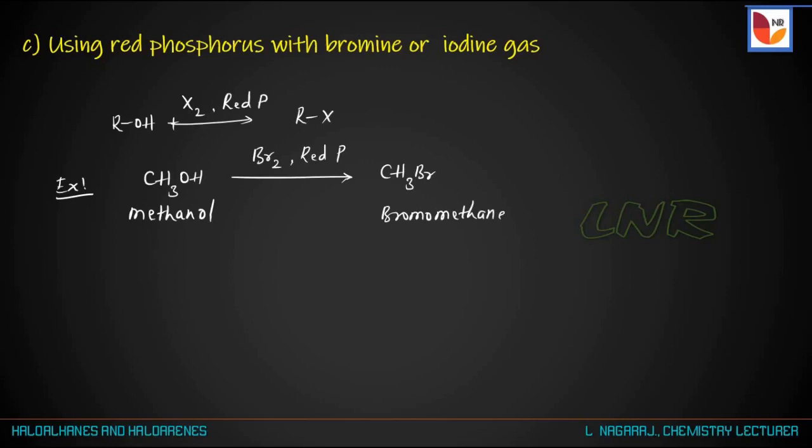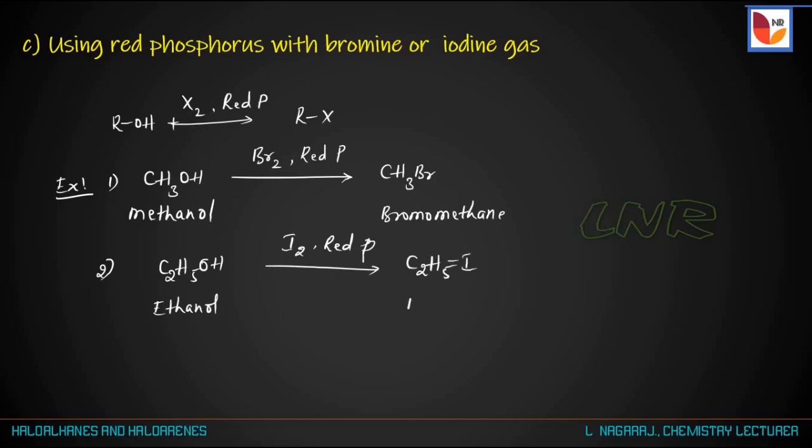Or let us take one more example, that is ethanol, C2H5OH, reacts with iodine gas in the presence of red phosphorus, it gives the product C2H5I. It is to be called iodoethane.